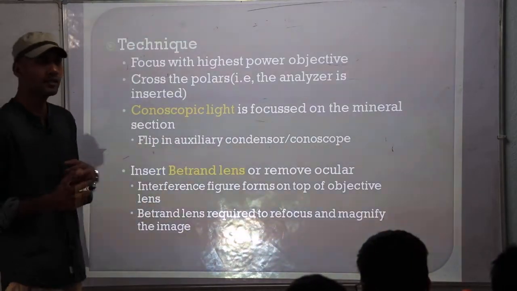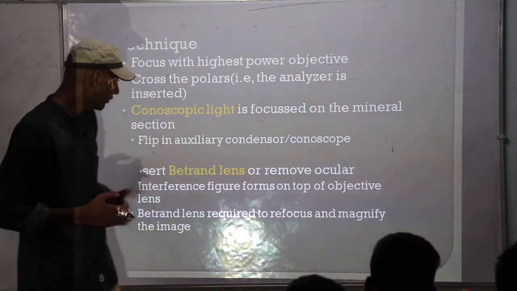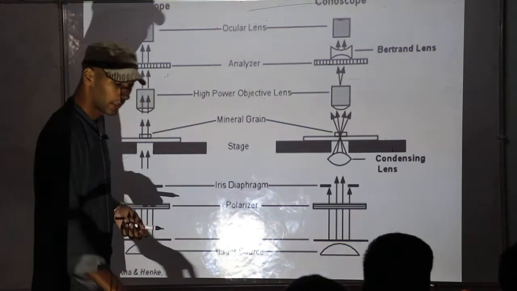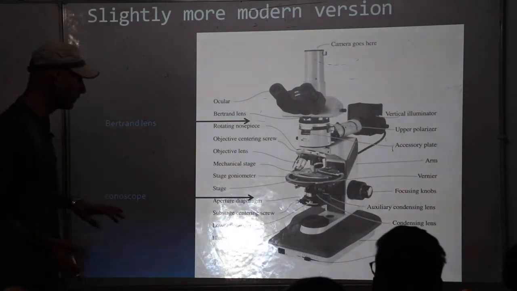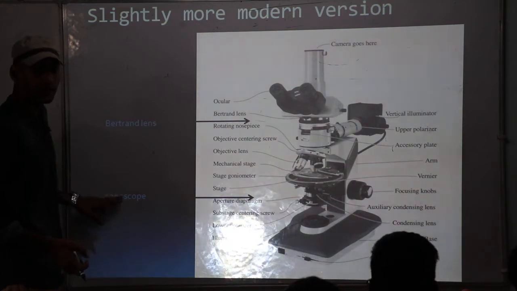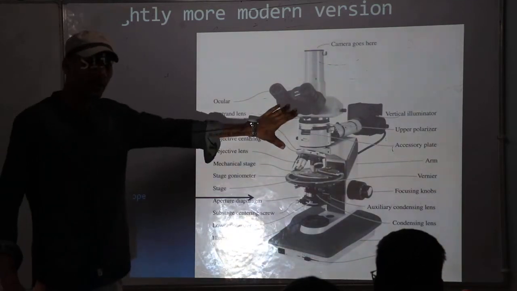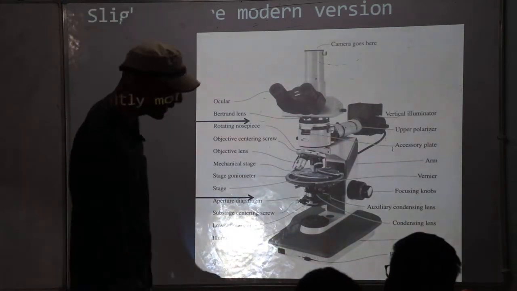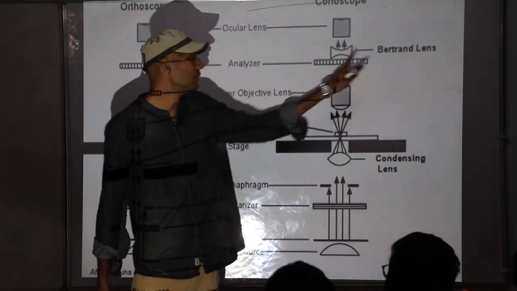There is use of a Bertrand lens to increase the view, the stage view, to collect more of the rays emerging from the mineral. Okay, this is an optical microscope. You can see the position of the conoscope or condensing lens, that must be below the stage. The condensing lens must be below the stage to produce cone shaped light. The Bertrand lens is in between the eyepiece, that is above the analyzer. You can see in this diagram also, that is above the analyzer.